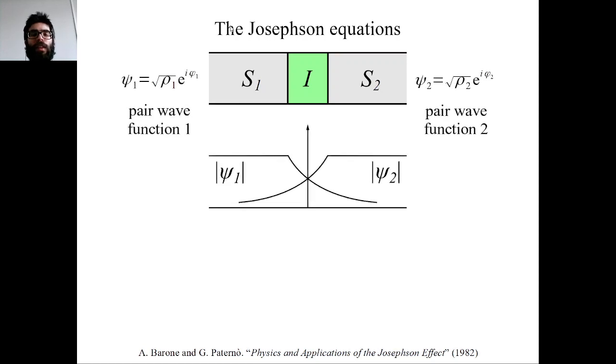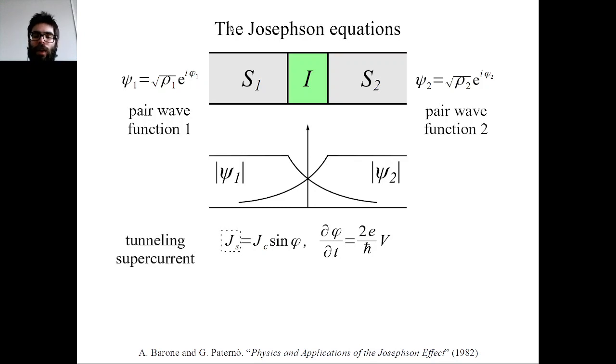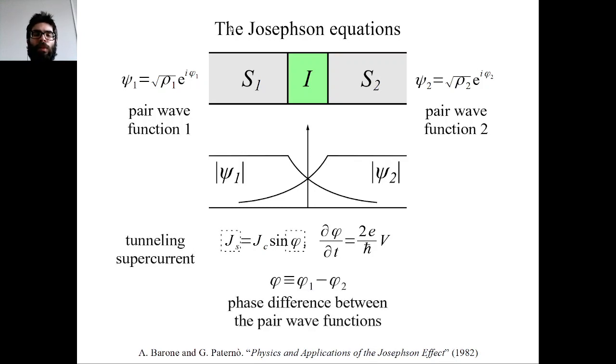A description of the system can be given in terms of simple macroscopic wave functions, and the well-known Josephson equations can be obtained. The first one gives us the tunneling supercurrent as a function of the sine of the phase difference between the pair wave functions, and the second one tells us that the time derivative of the phase difference is proportional to the voltage drop across the junction.